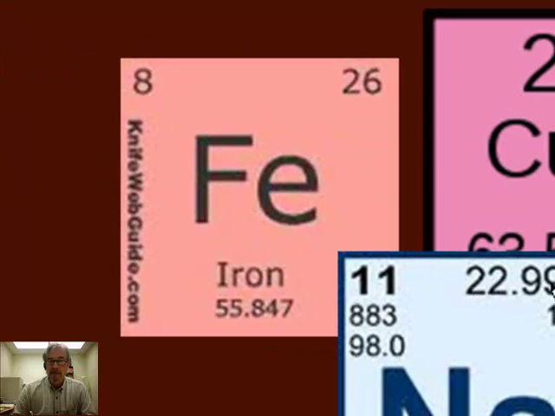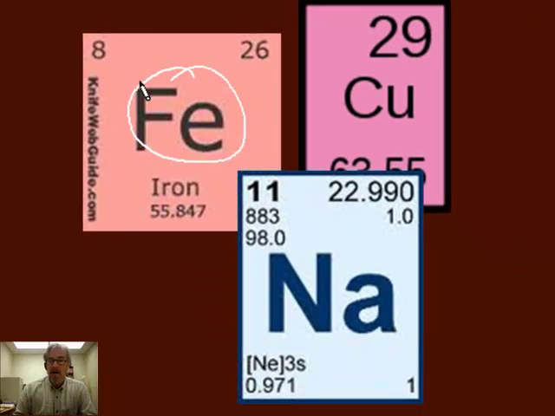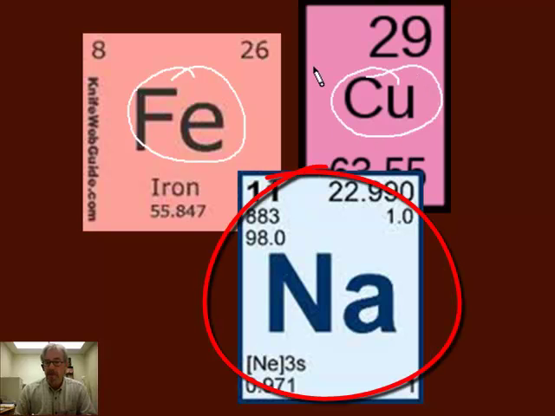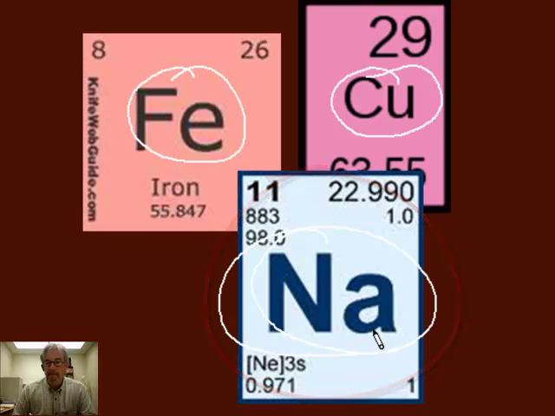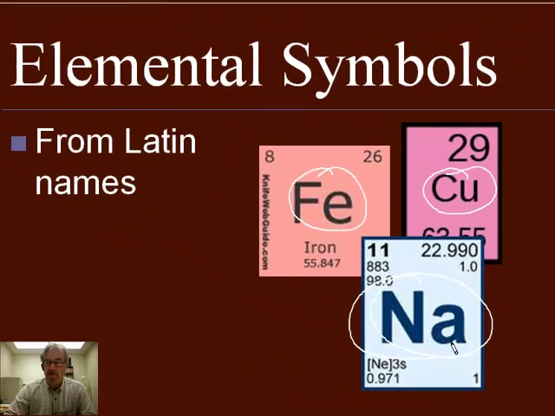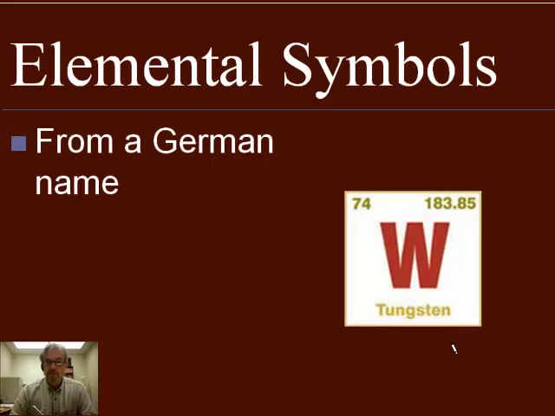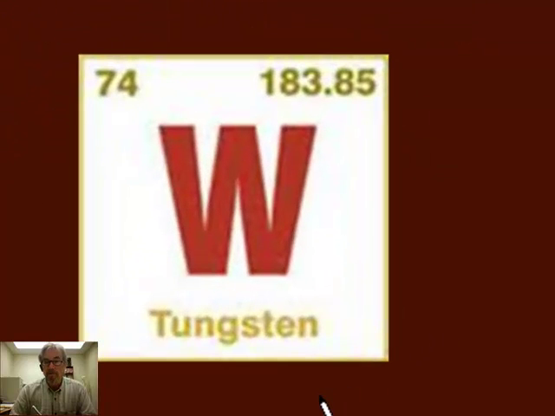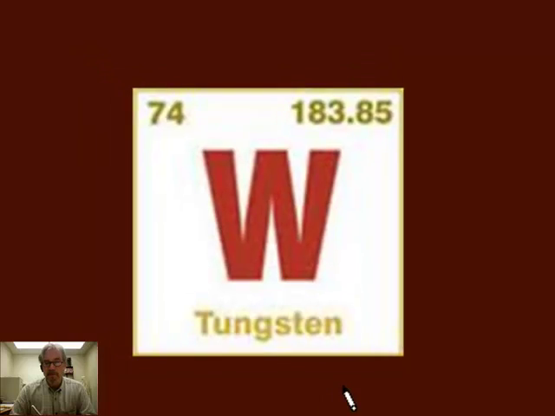Like iron is not I or Ir, it's Fe, which is short for ferrum. And copper is Cu, which is short for cuprum. And sodium is Na, which is short for natrium. Those are all Latin names for the elements that we know as iron, copper, and sodium. And there are quite a few of these on the periodic table. And then there's one that comes from a German name on our table, and that's W, which is short for wolfram. Wolfram is the German name for what we call tungsten.